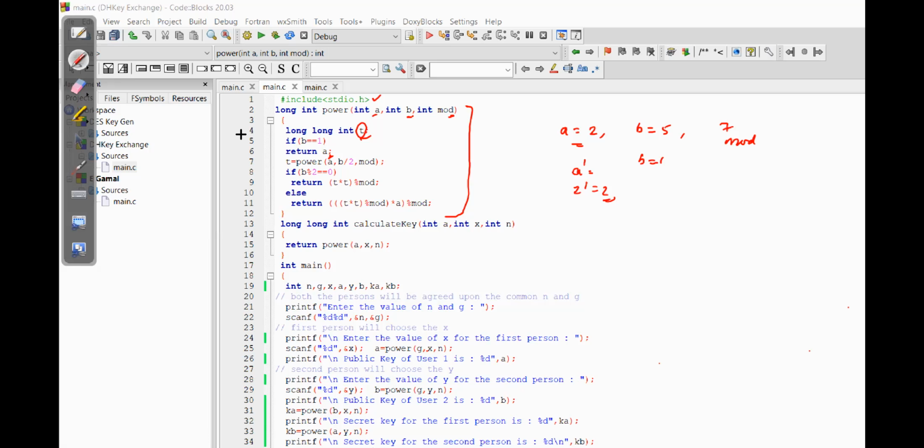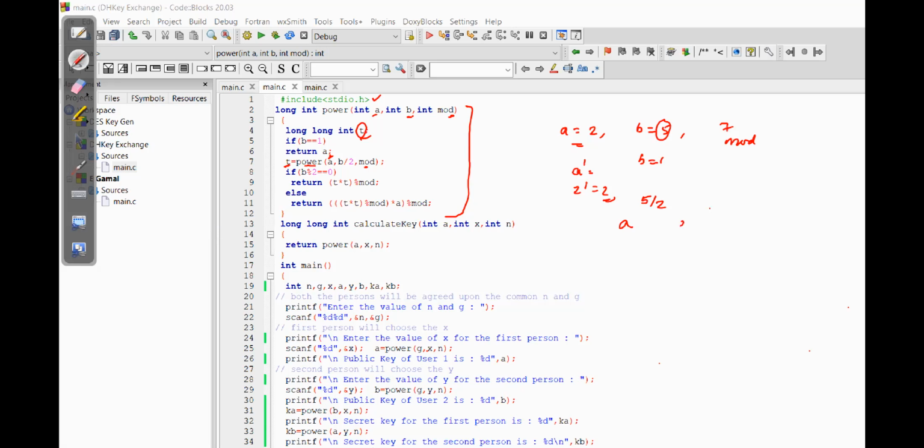Then in the second part, otherwise, if b is not 1, what will happen? t is equal to power. This is the power function in which we are going to compute a power b upon 2 and mod. Suppose my b value is equal to 5, so a power b upon 2, I'll get some fractional part.